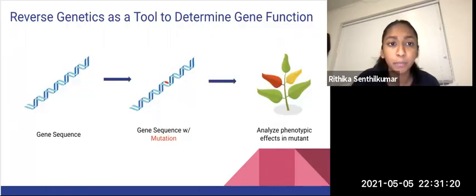Reverse genetics is a pretty popular tool to determine gene function. Essentially, it involves taking a genomic sequence and breaking it with a mutation, and then seeing what kind of phenotypic effects happen as a result.